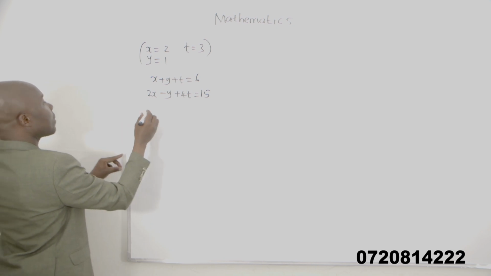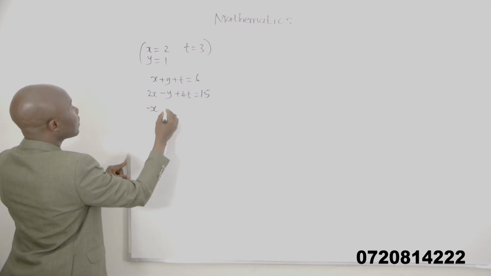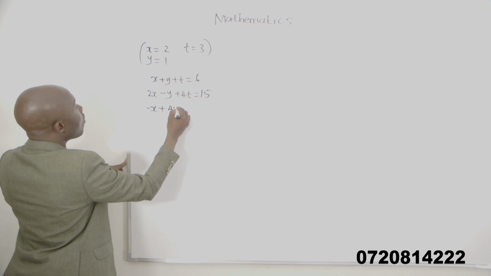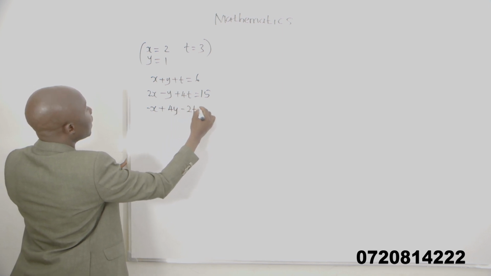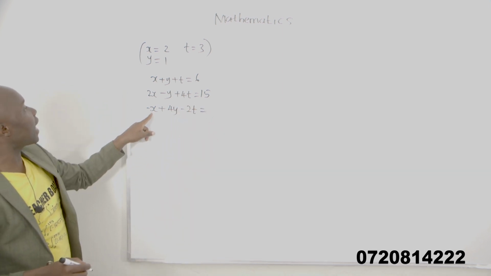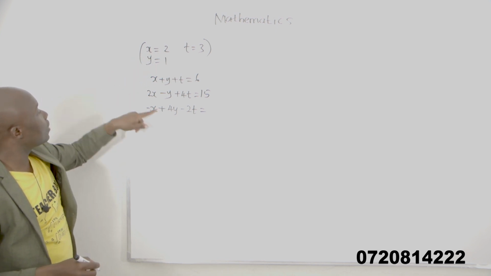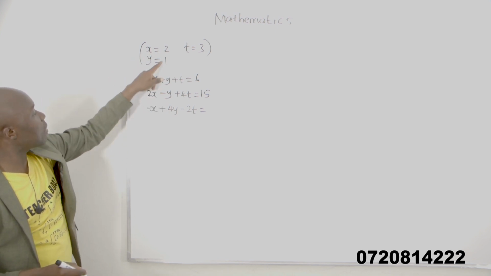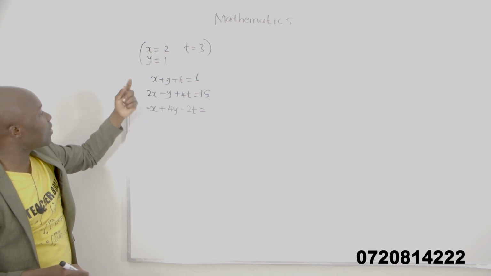Then somebody comes here and maybe puts negative x plus maybe 4y minus 2t. What is it supposed to be? Minus x is minus 2 plus 4y. So 4 times 1 is 4. So minus 2 plus 4 is 2.